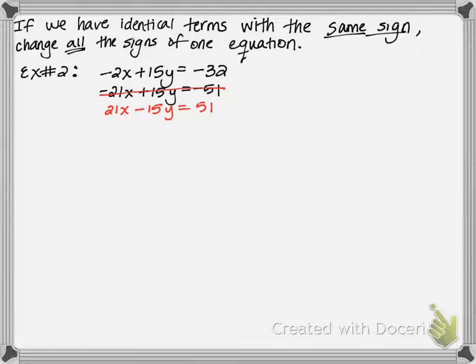Negative 21 became positive 21. Positive 15 became negative 15. And negative 51 became positive 51. Now I have what I want of positive 15y and negative 15y. So again, I could eliminate that variable completely. I'm left with 19x. I got that from negative 2 plus 21 equals 19. That's negative 32 plus 51. How can I get x alone? Divide by 19 on both sides. So x equals 1.